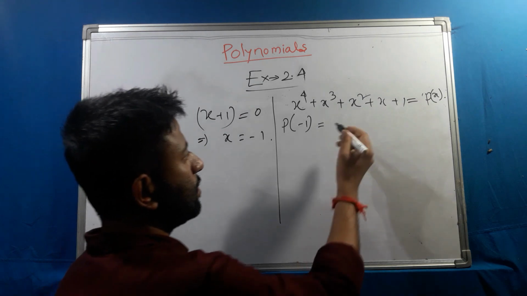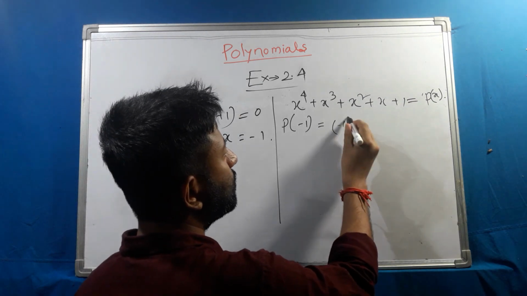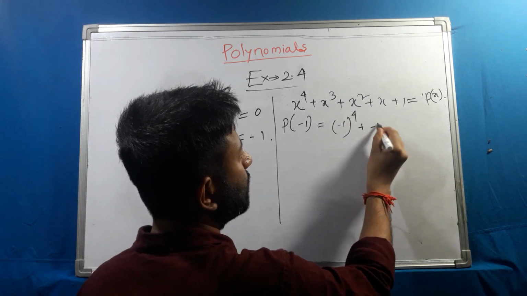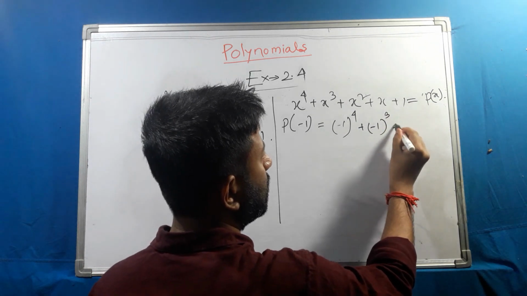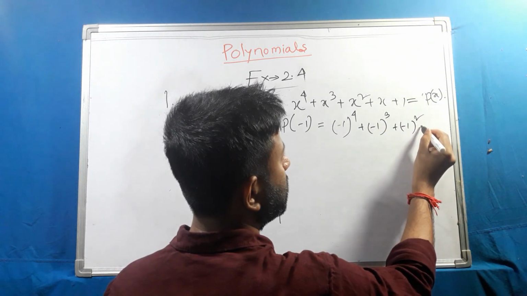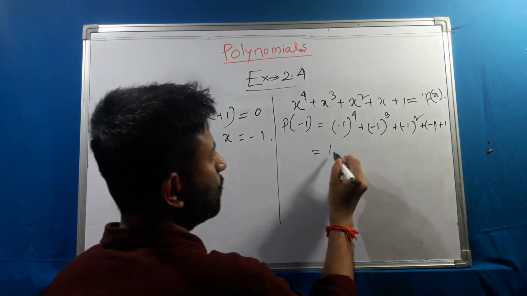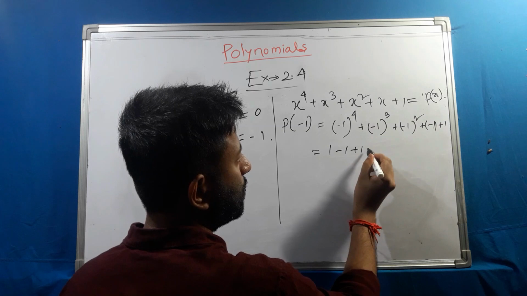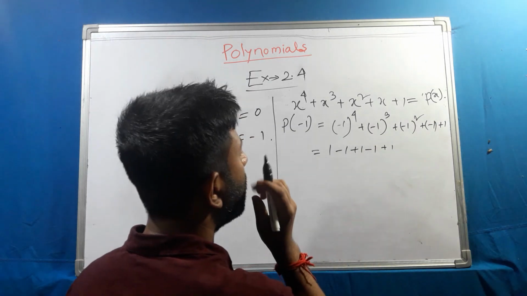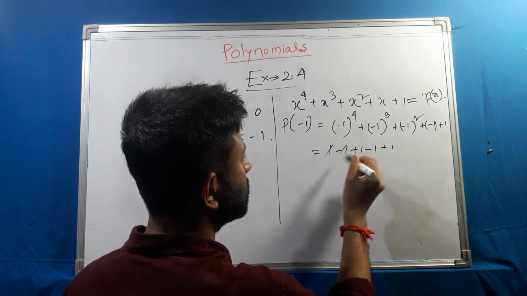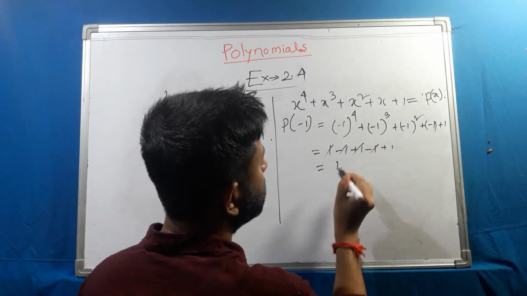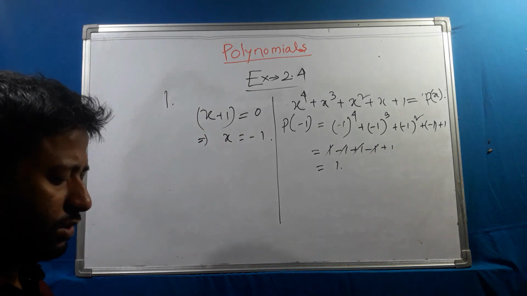Okay, let's see. So (-1) to the power 4 plus (-1) cube plus (-1) square plus (-1) plus 1. Okay, so it's coming 1 -1 plus 1 -1 plus 1. Okay, so this term is, okay. So it's not equal to 0.